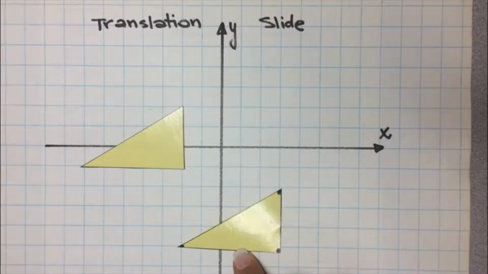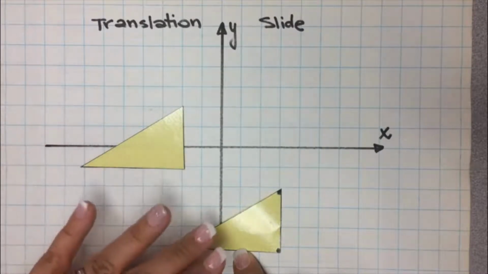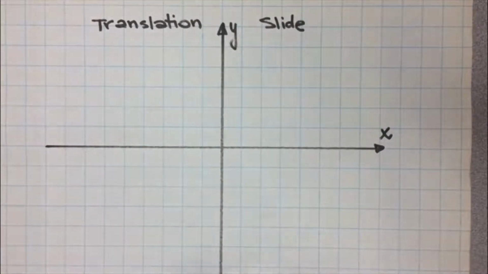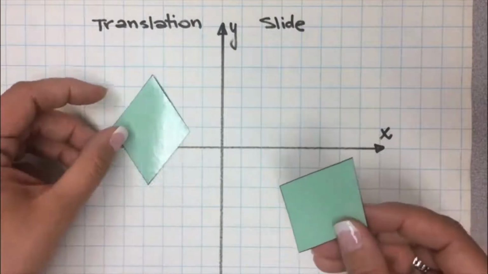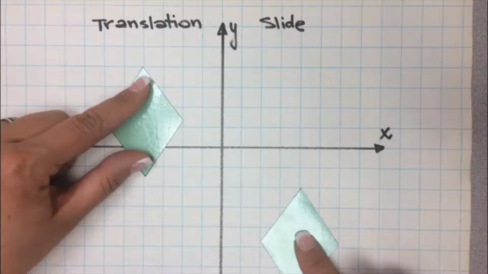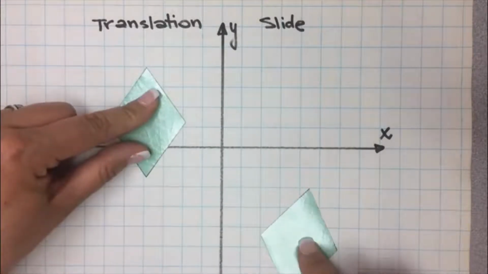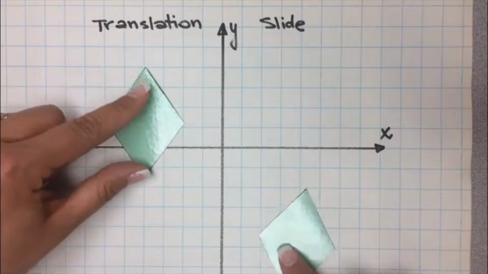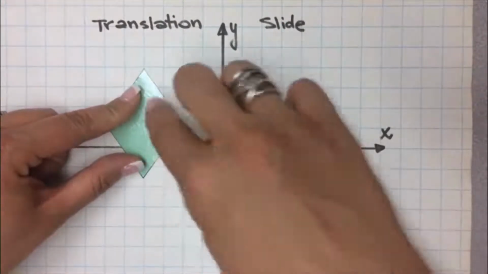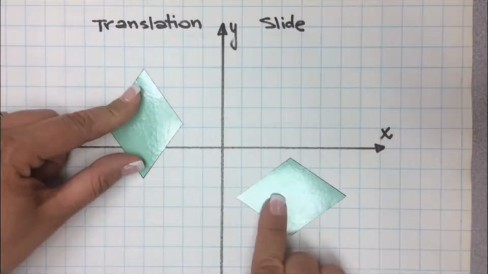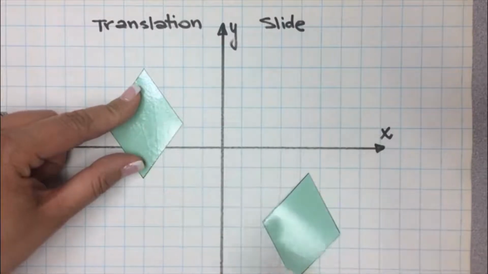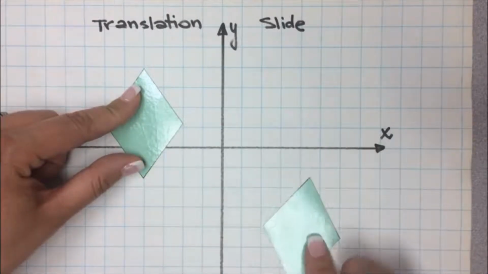Left, right, up, down, how many units to the left, how many units up. The shape will always be facing the same way or having the same orientation. So the pre-image and the image will always have the same orientation. So you can't have, let's say, the pre-image and the image turned around. That's not a translation. After a translation, the pre-image and image will always have the same orientation.